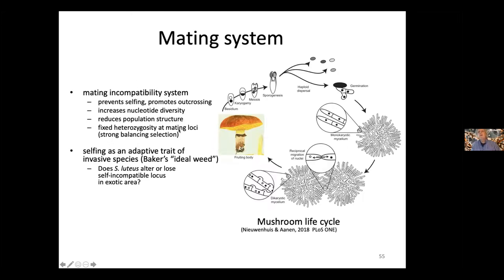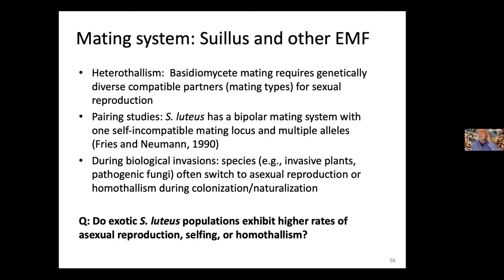And so we predict that maybe this retention or ability to maintain high genetic diversity is probably a result of the mating system in these fungi. But we also know that in other invasive plant species and other fungi, selfing may also be an adaptive trait. And so the question here is, does Suillus luteus ever exhibit selfing, mating between sib spores, such as you might expect when there's been an extreme genetic bottleneck? And so this is what Baker called the ideal weed. And in many plant species, selfing is a strategy to assure reproductive assurance.